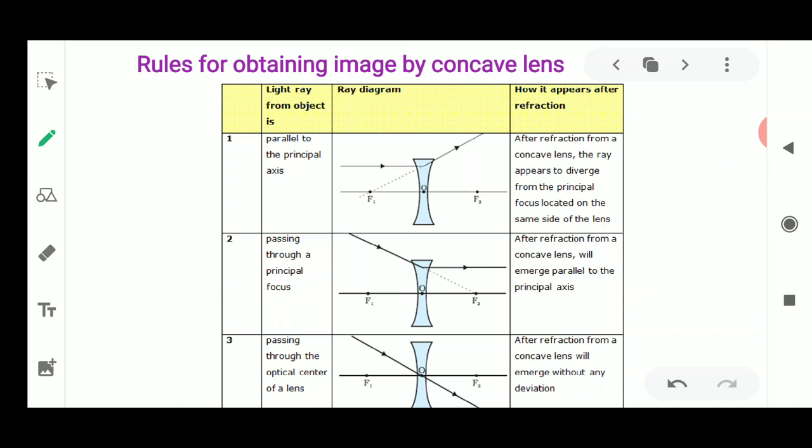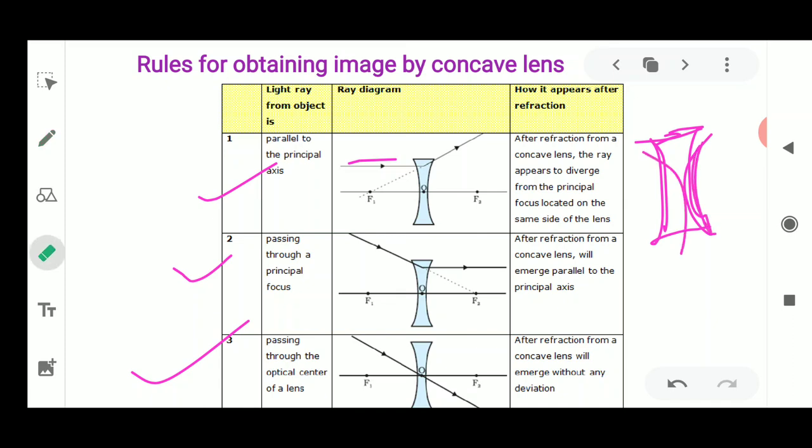when the image is being obtained, there are 3 places from where the light could come. If it is parallel to the principal axis, and I think you all remember the shape of this concave lens. It is depressed in the middle, thinner at the center and thick at the ends. Okay, so the curved surface is at the center.